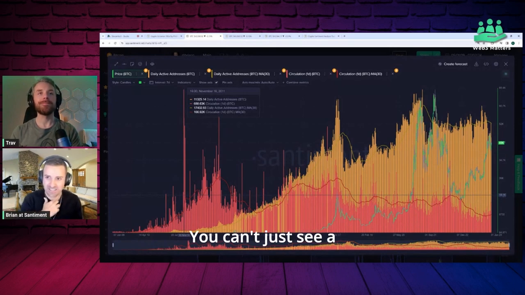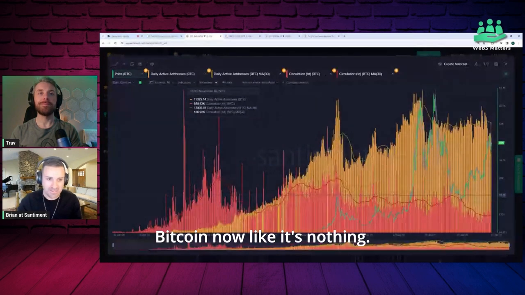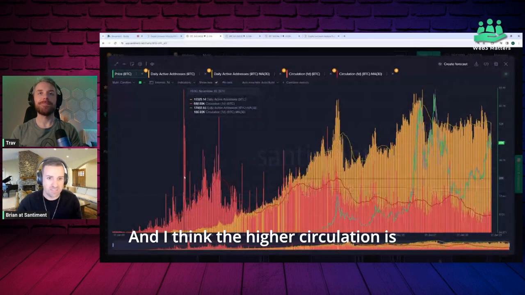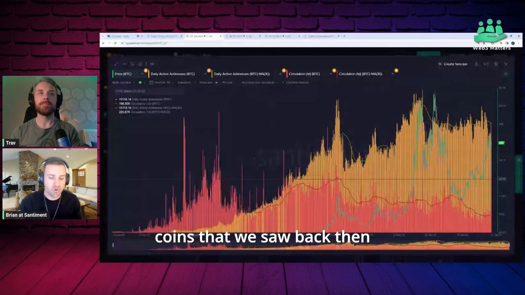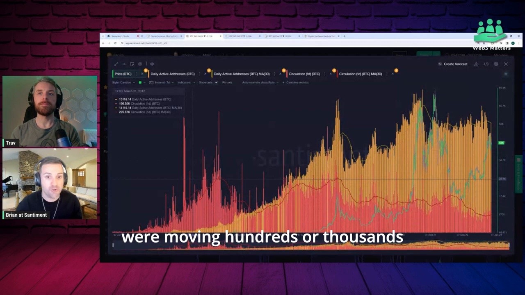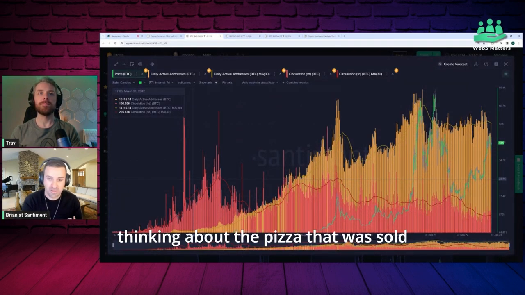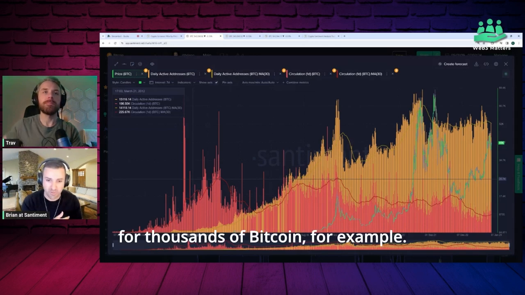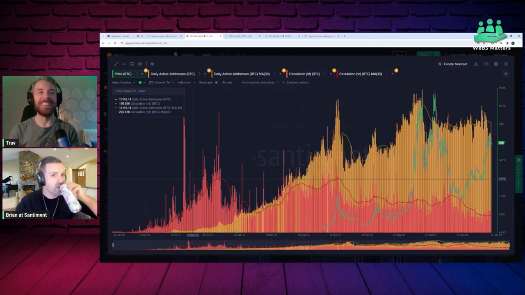You can't just see a random non-millionaire moving around 10 Bitcoin now like it's nothing. And I think the higher circulation is more of a reflection of just the small value of coins that we saw back then, and how much easier and willy-nilly people were moving hundreds or thousands or tens of thousands of coins like it was nothing. You know, thinking about the pizza that was sold for thousands of Bitcoin, for example. Oh my goodness, yes, the tragic story of the pizza that was sold.